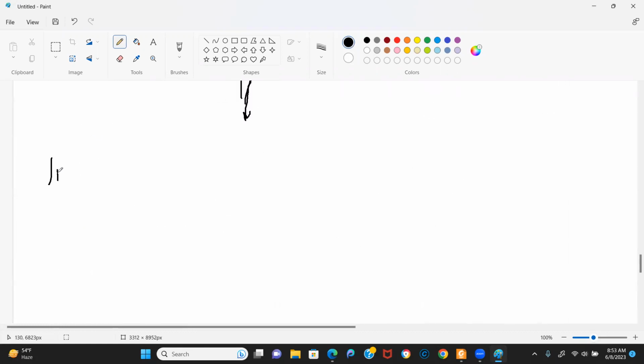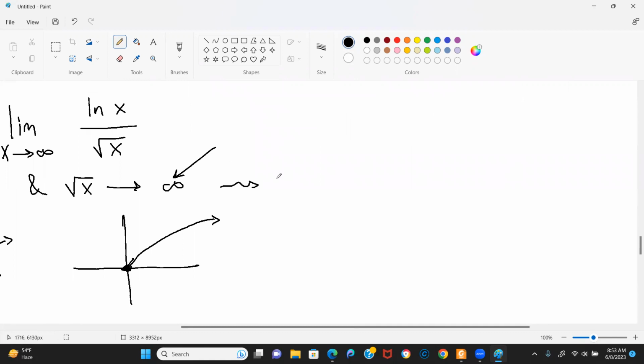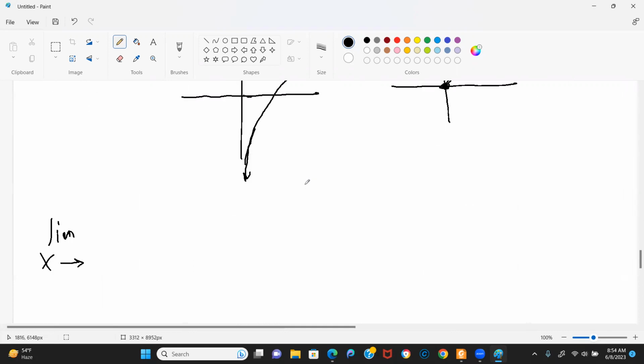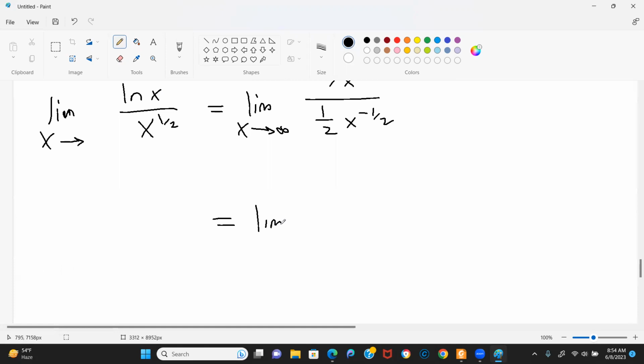So we know we can apply L'Hopital's rule because we get an indeterminate form. This shows that we get infinity over infinity, so we can apply L'Hopital's rule. So we're taking the limit of ln of x over square root of x, which is the same thing as x to the 1/2. Now we take the derivative of the numerator, so that's 1 over x, and the denominator, 1/2 x to the negative 1/2. And let's simplify a little bit.